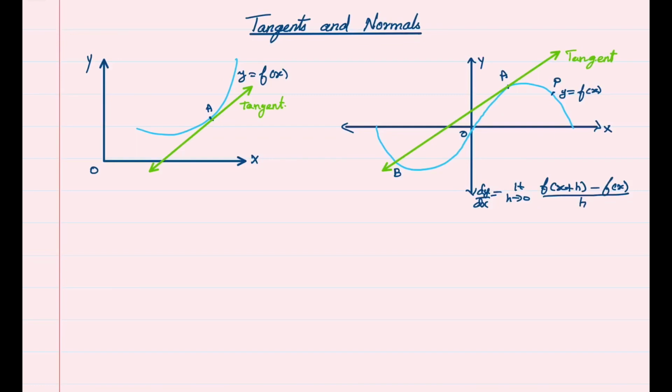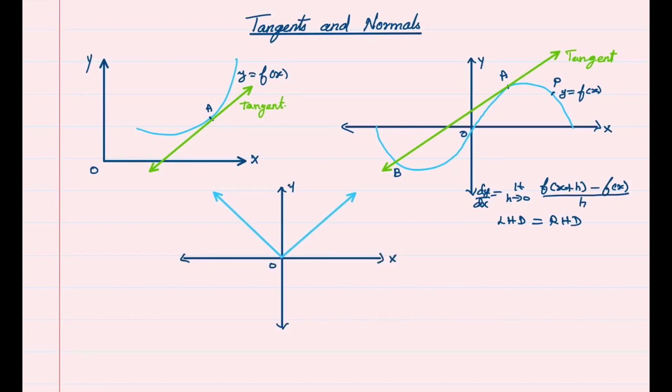The P point can approach A point from both the sides. That's why we say that LHD must be equal to RHD. Then only slope of the tangent exists at that point. That means we can draw a tangent at that point. Therefore, the derivative of the function at this point A is the slope of the tangent line. So, the curve and the tangent share the same slope or the gradient at the point of contact.